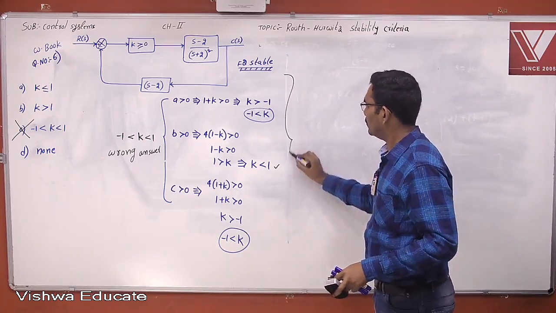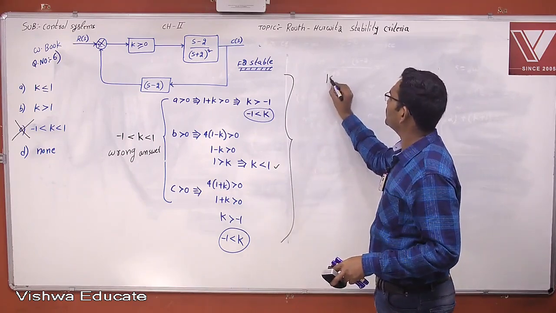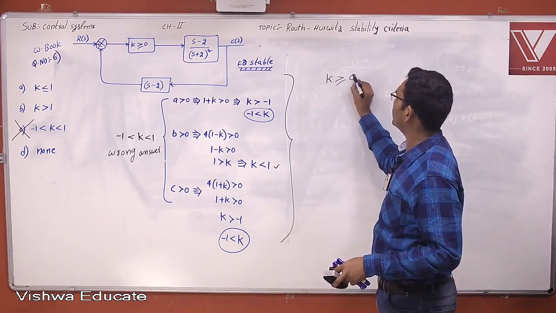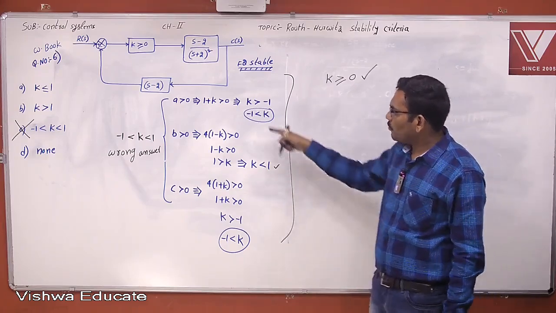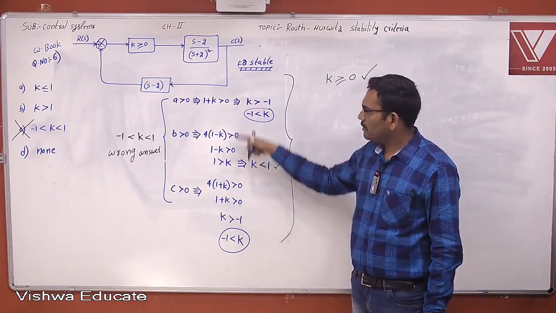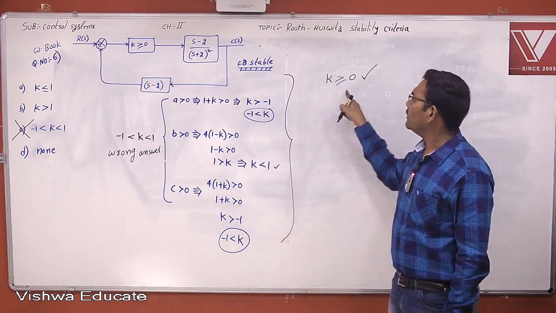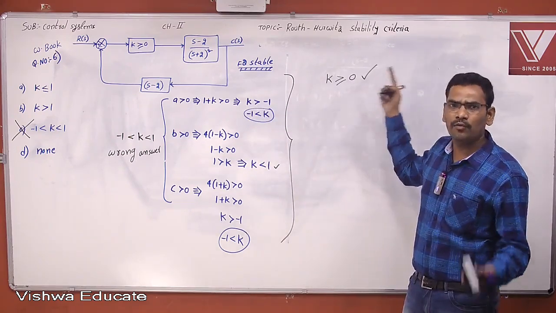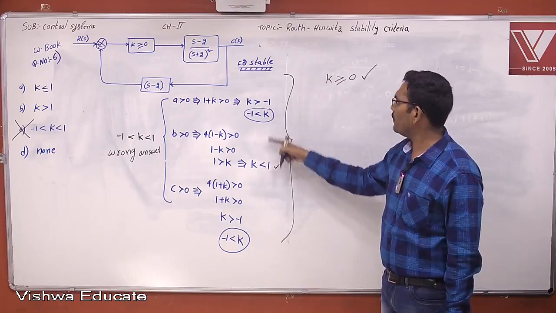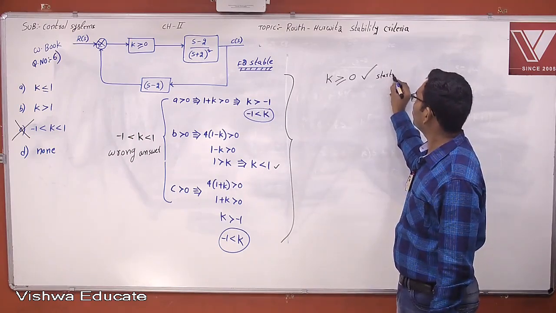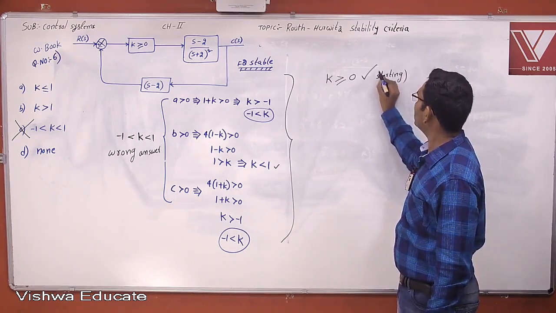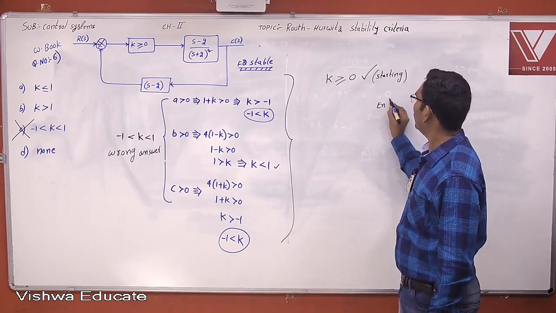So the system gain k is already a positive value. This is given and you should consider it: k is greater than or equal to 0. Sir, what do we have to do with all these things? In all these cases you can take this as the minimum value of k and find the maximum value of k. What is the maximum value of k? This is the starting boundary, which is already given. What is the ending? You find it from there.